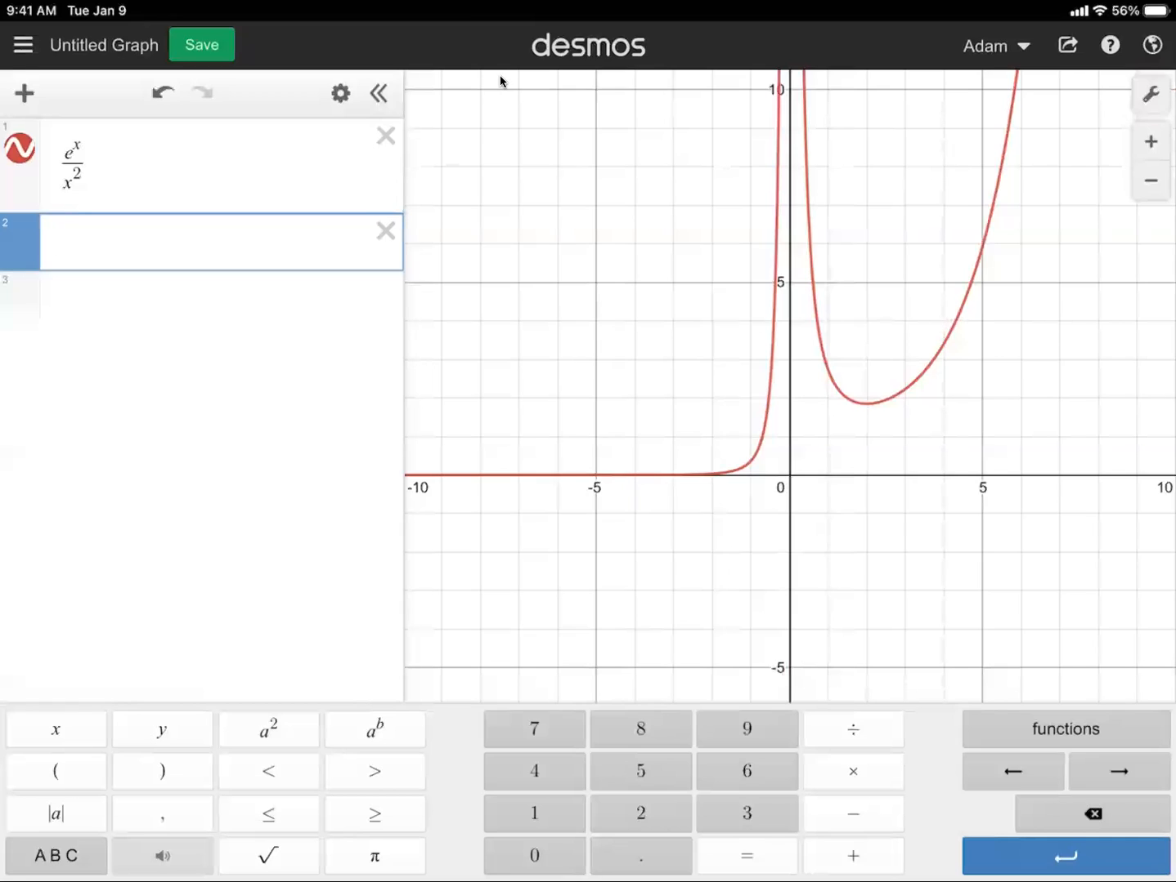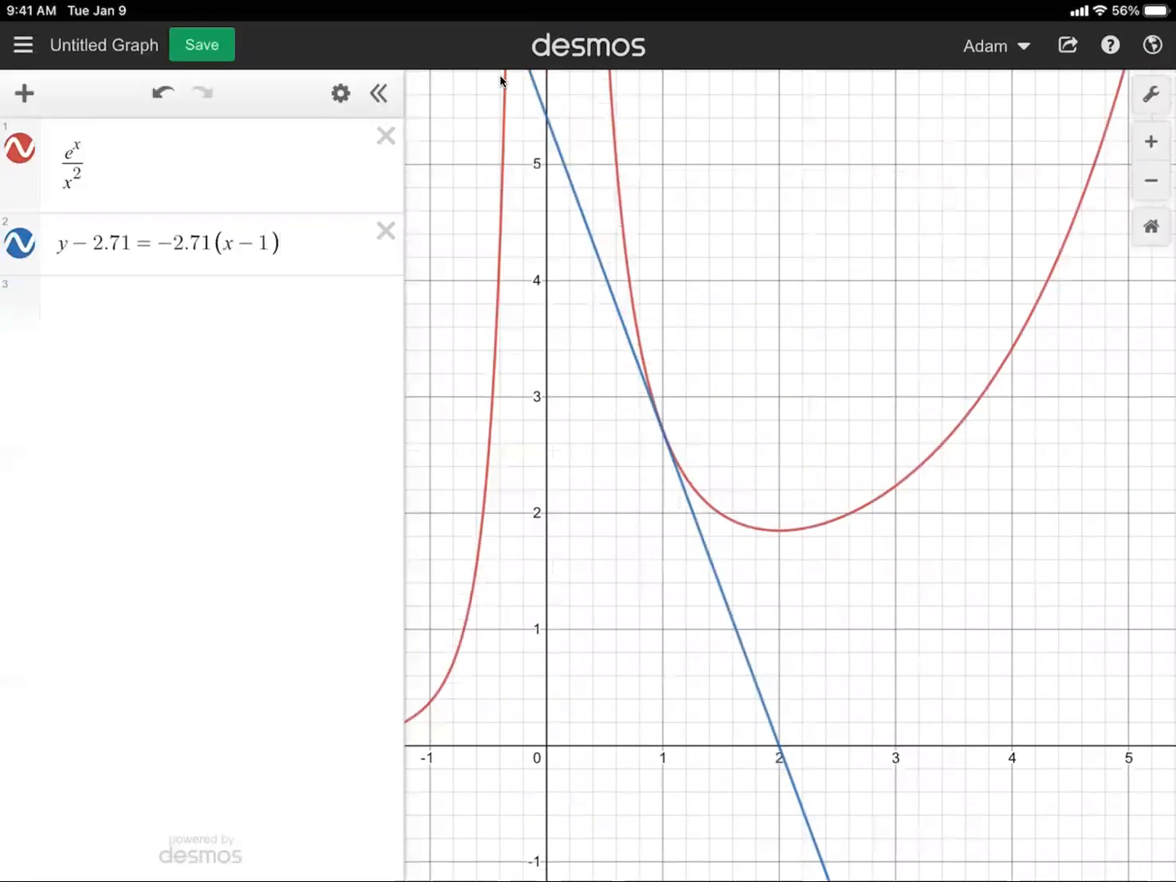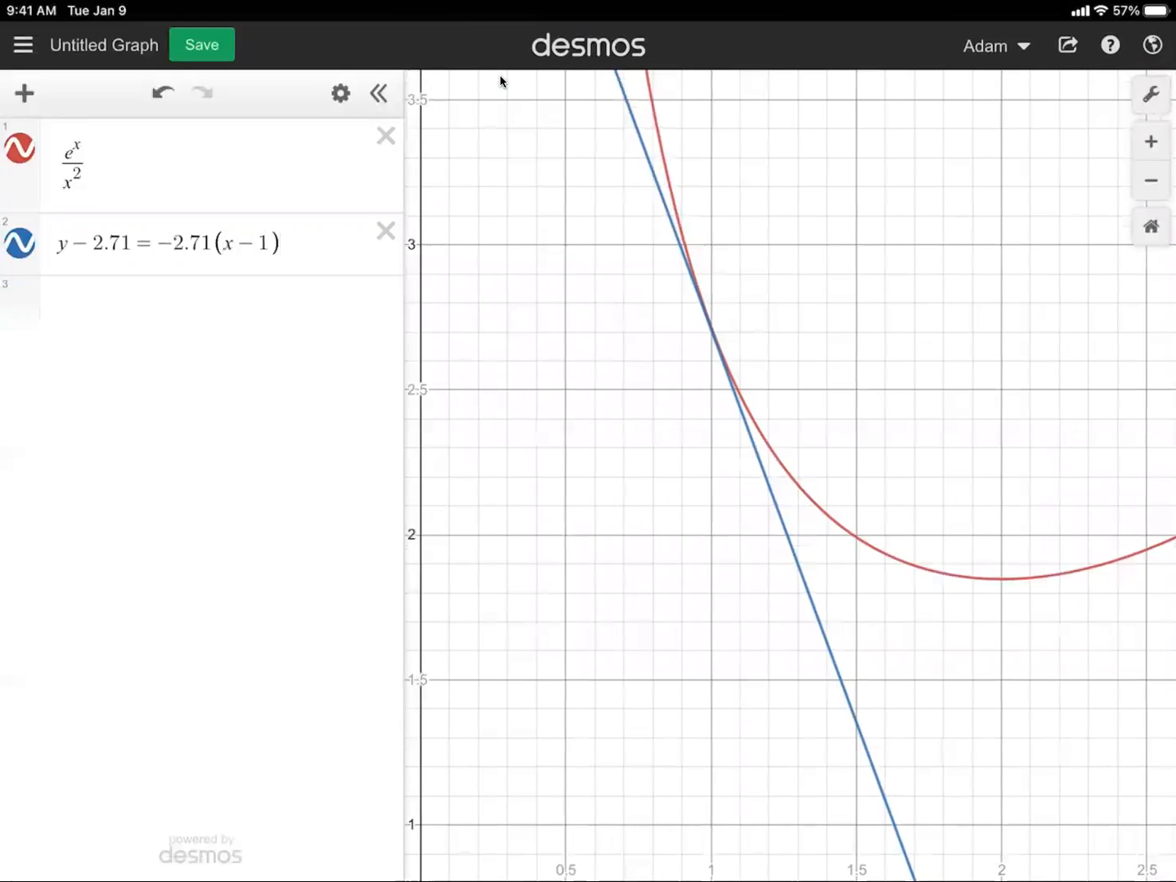We wanted the tangent line at the point where x equaled 1. And we said that the equation was y minus 2.71 equals negative 2.71 times x minus 1. Let's check and see how we did. We're supposed to be finding our tangent line right at x equals 1, and I think we did a pretty good job. You can see that our graph is tangent right at that point. This is a great way to check our answer.